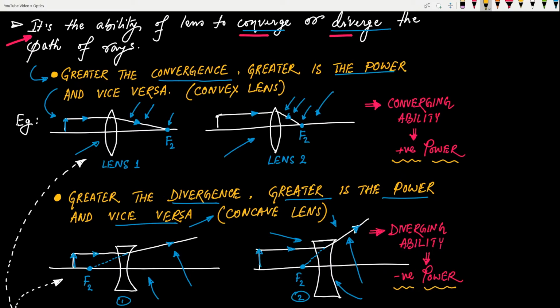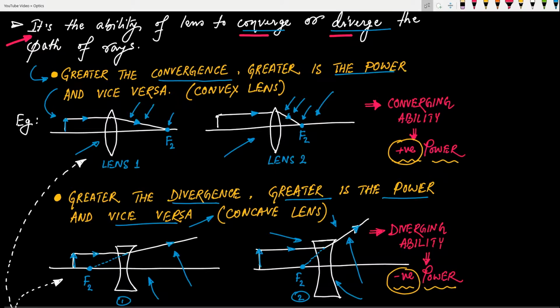That is, if power is denoted as positive, that means the rays after refraction are actually converging, and if a negative sign is used for power, then power denotes how much the lens is diverging. Okay, I hope the concept is clear. So you need to remember this. Positive power means the ability to converge, and negative power means the ability to diverge. I hope the concept is clear now.